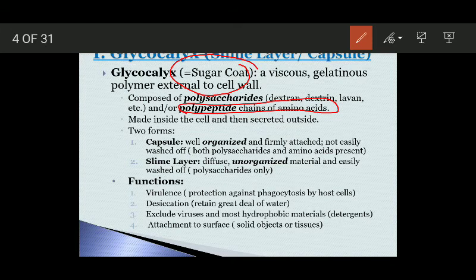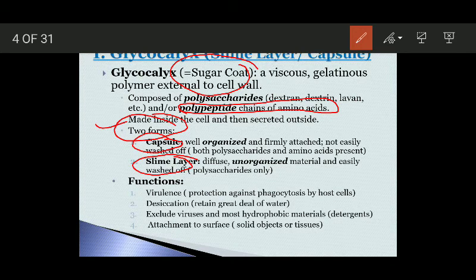The glycocalyx is not produced at the site where it is located, but it is produced inside the cell and later on it is secreted outside. Depending upon whether both polysaccharides and polypeptides are present in the glycocalyx, there are two types of glycocalyx. One is known as the capsule and the second one is known as the slime layer. The capsule is relatively well organized and firmly attached to the cell wall. It is not easily washed off and is composed of both polysaccharides and amino acids.